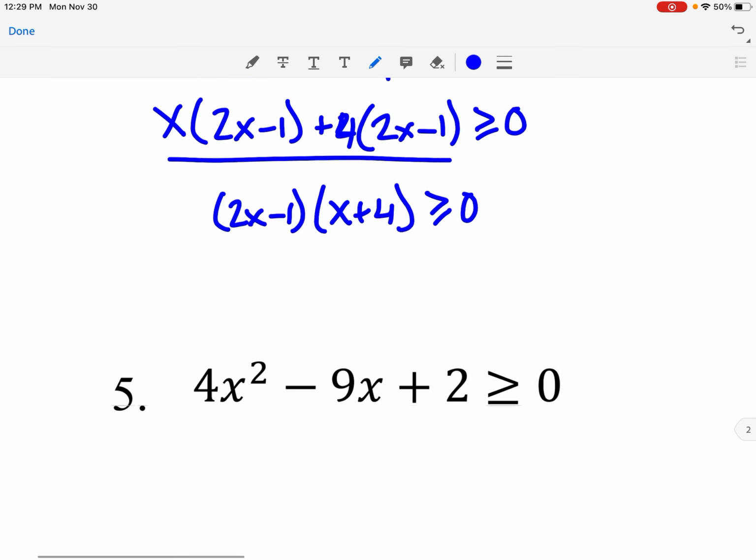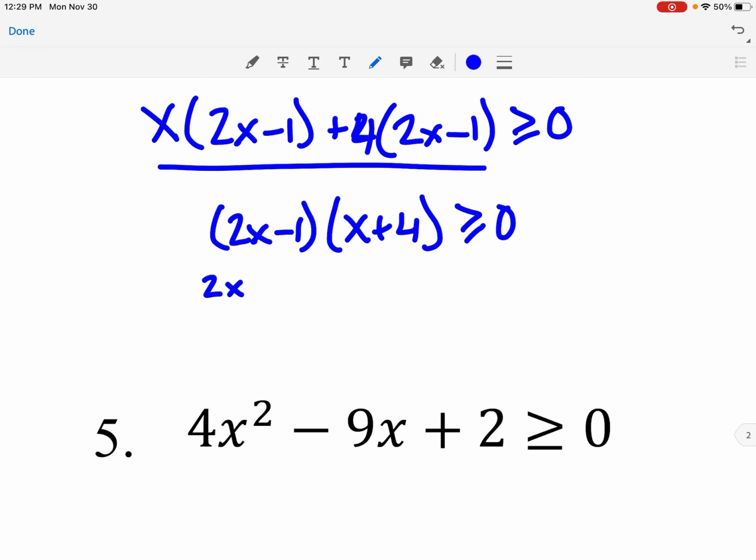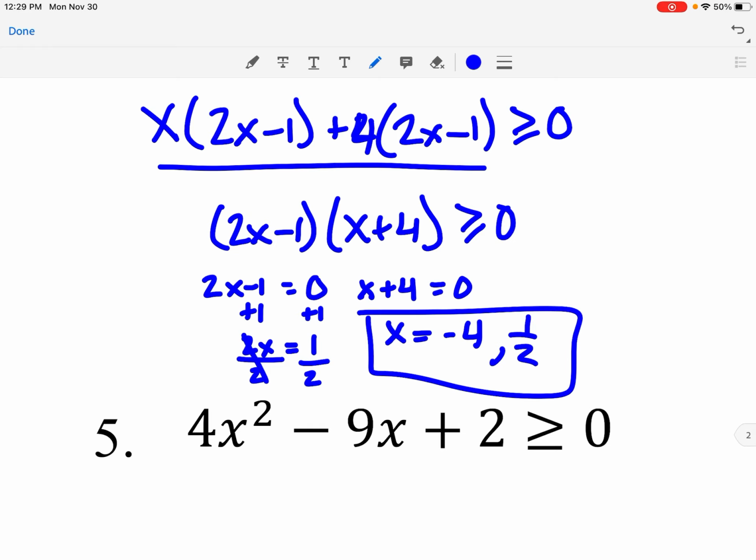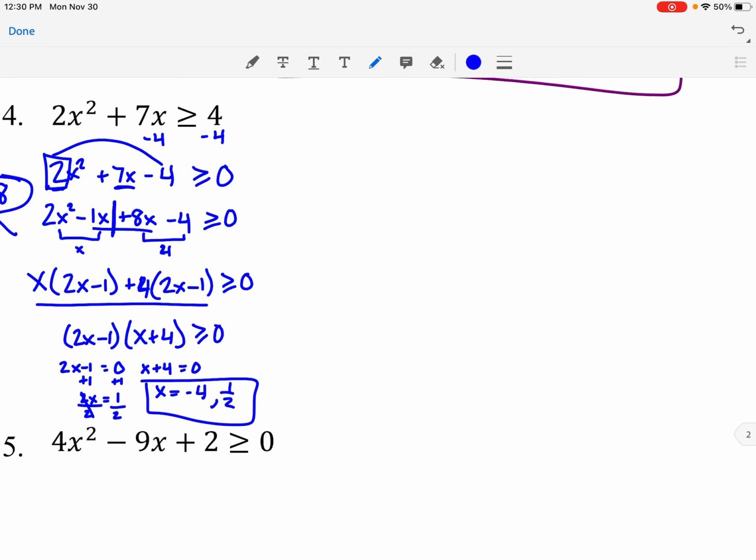Okay, so we have to continue to solve this though. So either 2x minus 1 equals 0. We're pretending like we have an equation here for a second. Or x plus 4 equals 0. So on this one, we get a negative 4. On this one, though, we have an extra step. So we have to add 1 to both sides, but then we have to divide by 2. So we have negative 4 and 1/2. Those are going to be our two x values, so that when we set up our number line, negative 4 is our lower, 1/2 is our upper.